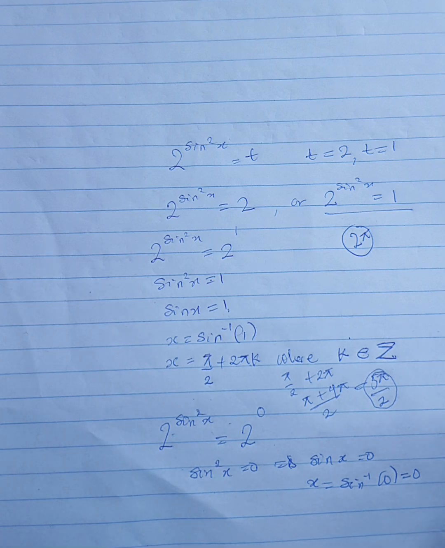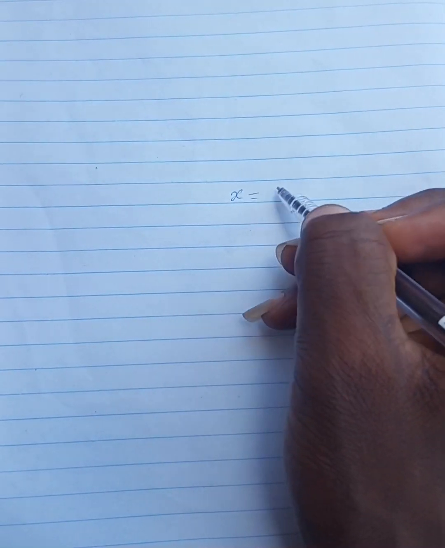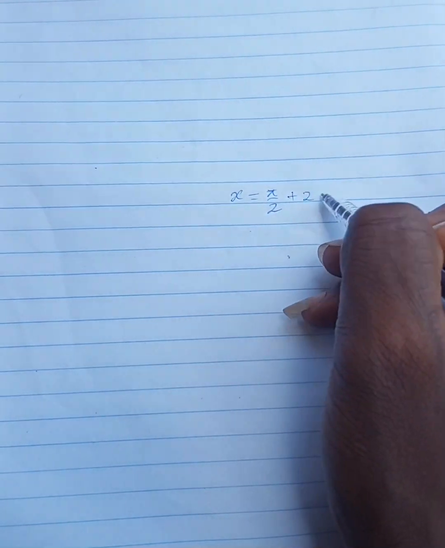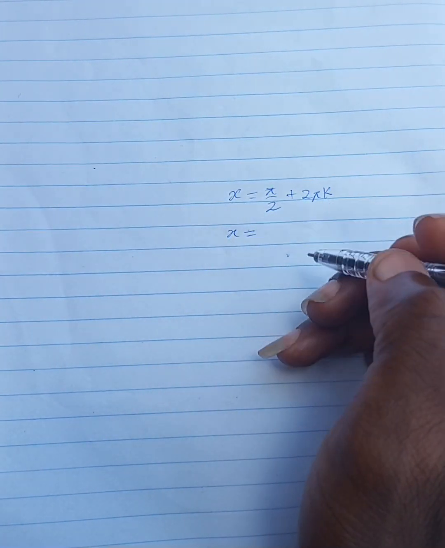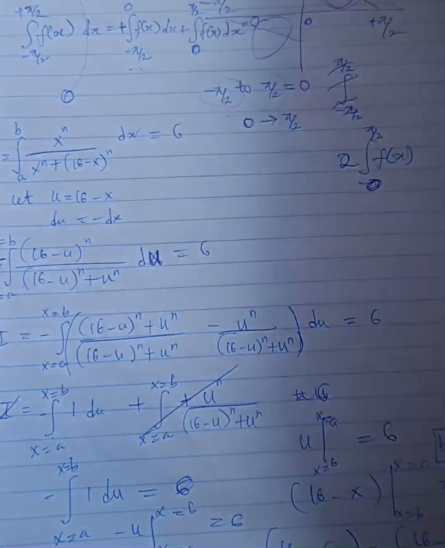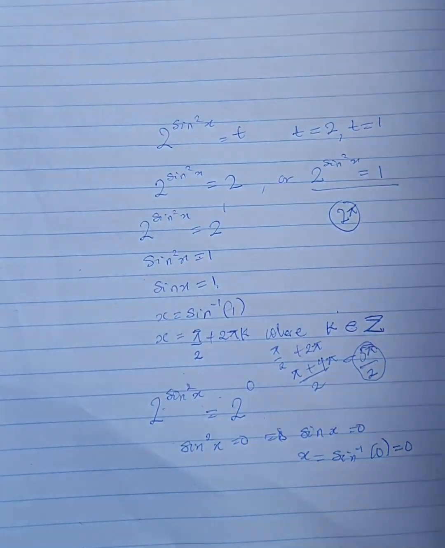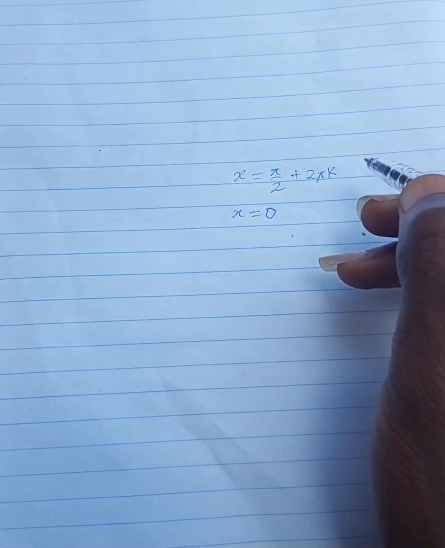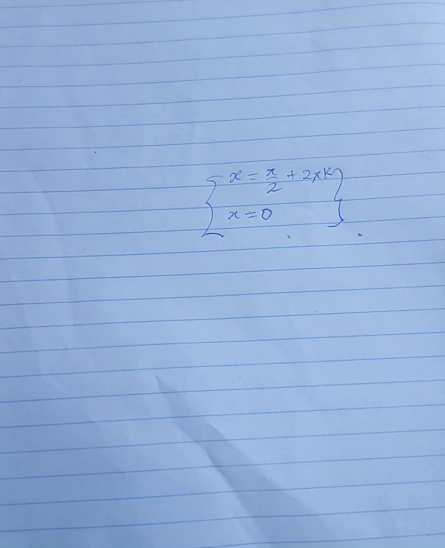So we have two values for x, which I'll write here. The two values of x: x is equal to pi over 2 plus 2 pi k, and x is equal to 0. So these are the two possible values of x that will satisfy the equation.